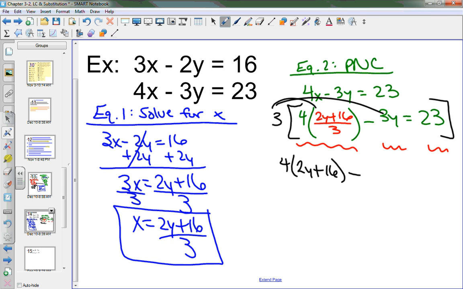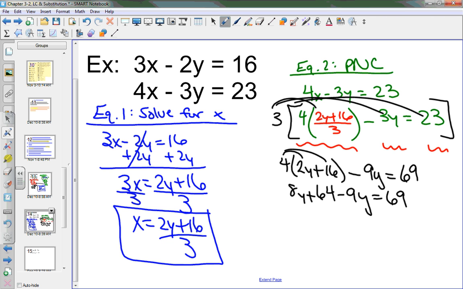Minus, now what do I do over here? You'll do 9y is equal to, over here, 69. What do you do now? Distribute. Looks a lot prettier, doesn't it? I'm going to go ahead and distribute. So that's going to give me 8y plus 4 times 16 gives me 54. Wait, what? Hold on. 64.